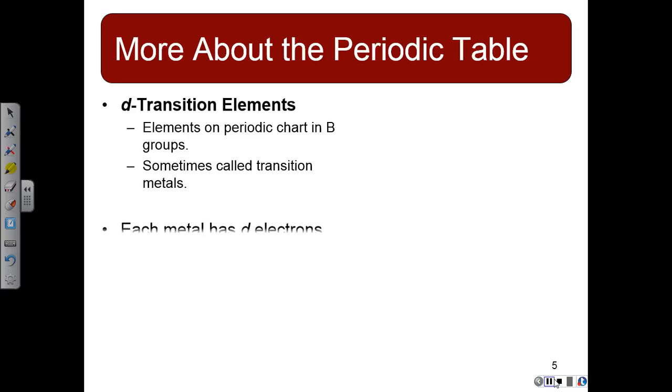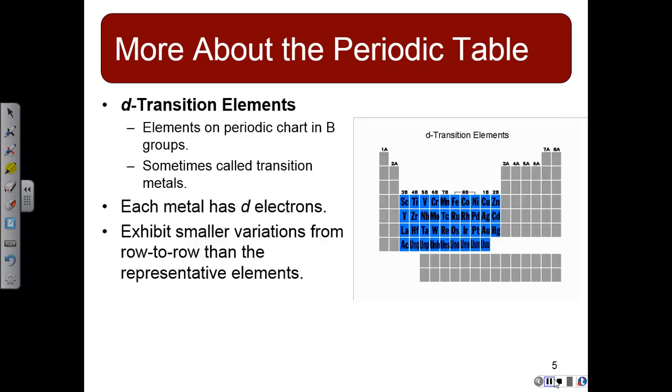Our d transition metals are the B groups, and they have d electrons, so that's where their configuration ends. They have very small variations from row to row. And like I said, there's a lot of exceptions in this area. Some of these metals, especially ones that are very useful to us, you can spend a whole semester talking about just one of these elements and the way that it reacts.